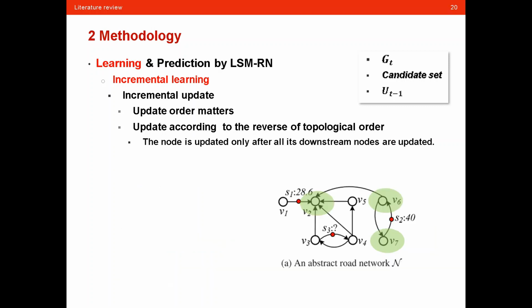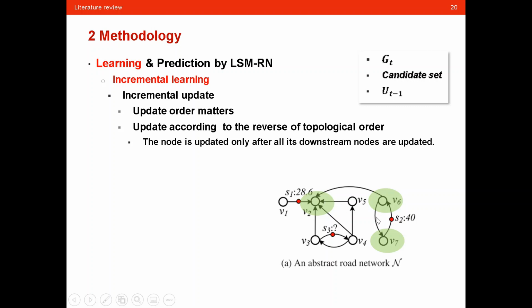To avoid this problem, the authors update the parameters according to the reverse of the partial order. It means that a vertex is updated only after its downstream nodes are all updated.